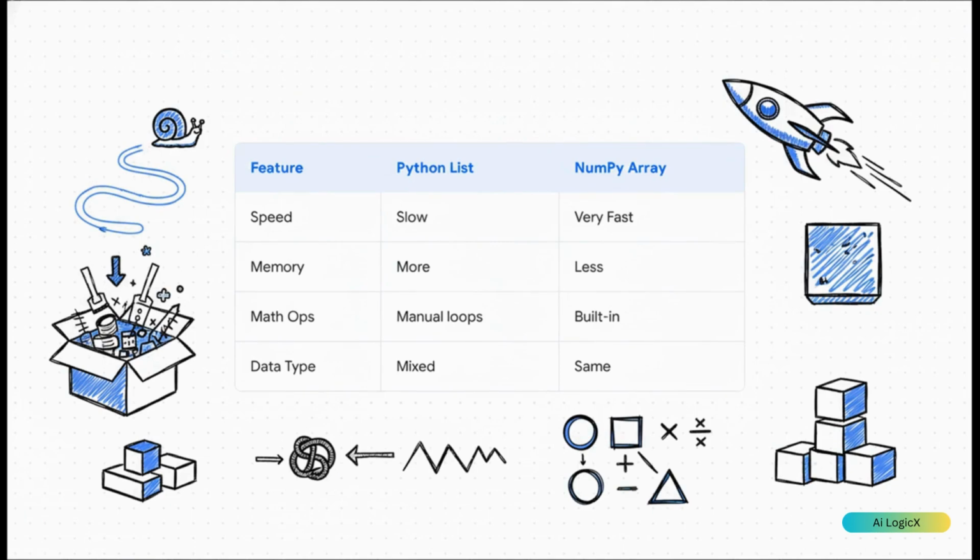A NumPy array is way faster, it uses less memory, and it has all these powerful math operations built right in. No more writing manual loops. For any serious number crunching, NumPy isn't just nice to have, it's completely non-negotiable.